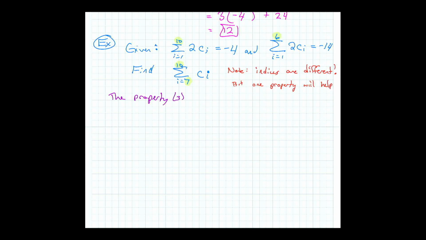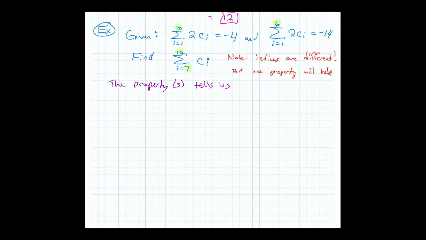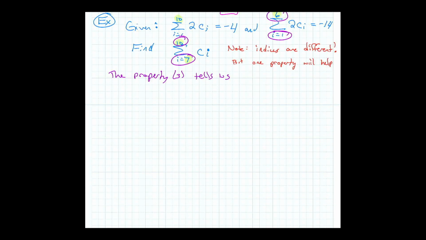I think it's 3, right? What does it tell us? So what it'll tell us is this. It will tell us that if you go from 1 to 6 and then 7 to 10, isn't that all of the numbers from 1 to 10? So I'm going to write that in words, but then we're going to write it.